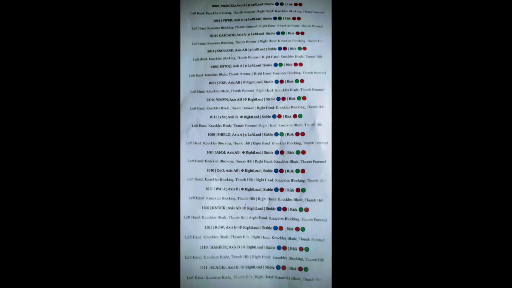So where do we even begin? I guess with the hands themselves, right? That has to be the foundation. Those 4 binary digits, they're defining the 4 key contact points of your grip. So a 0 means one thing and a 1 means something totally different. Precisely. For the knuckles, it's a choice between blocking or blade. And the thumb, pommel or hilt, a very clear distinction.